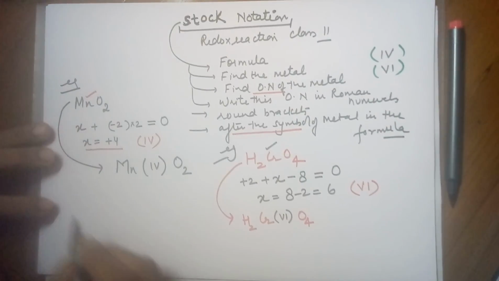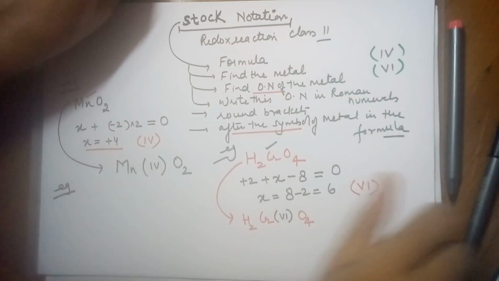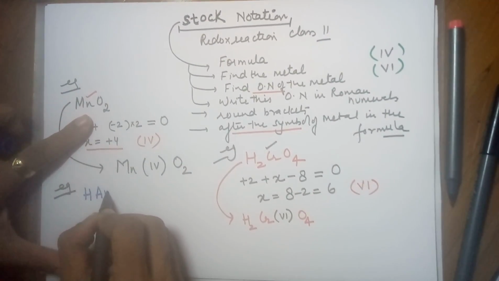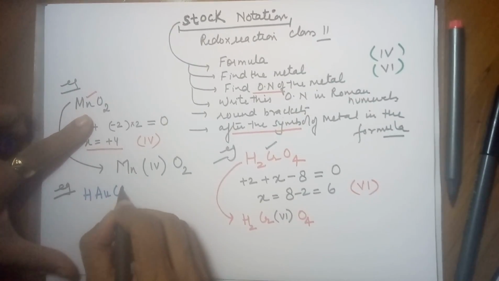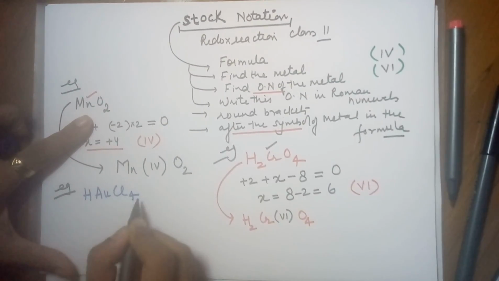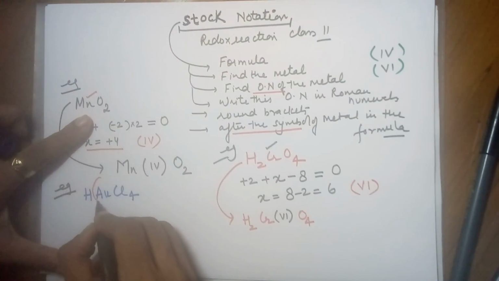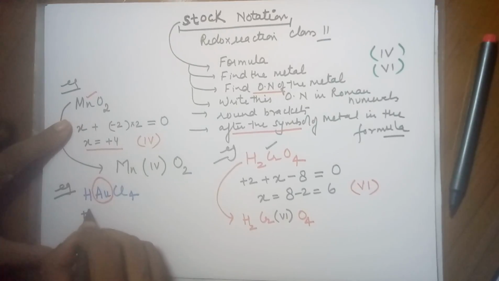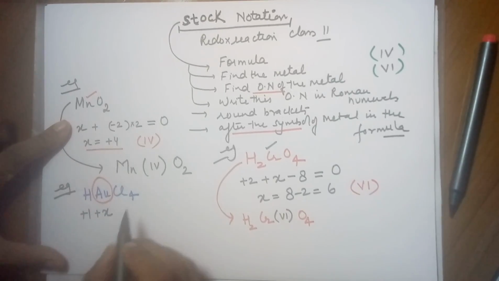The third example that I'm taking is here. You have HAuCl4, hydrogen, gold, Cl4. So which is the metal? That's the metal, gold. Let's find out the oxidation number of gold. H is +1. Gold you do not know. Cl is -1 commonly. 4 such Cls, so -4, and the sum is equal to 0 because there is no charge visible on it. So you put the total sum of oxidation numbers to be 0.